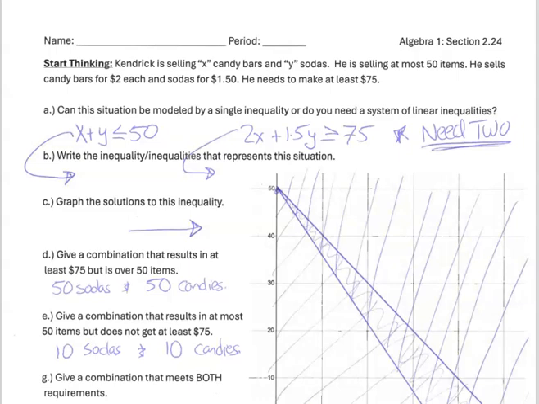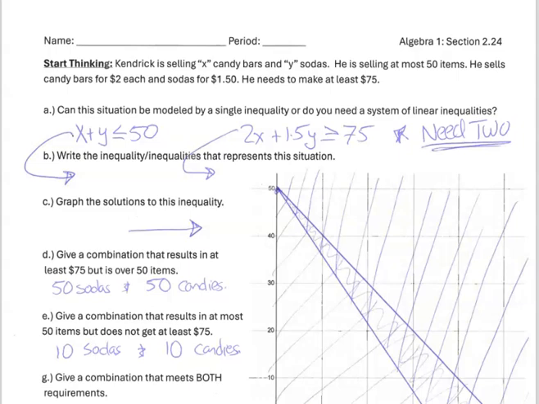So the first thing that students looked at was Part A, and A says, can a situation be modeled by a single inequality or do you need a system? I had one student who actually used that right inequality and just tried to throw another inequality on the left-hand side and said less than or equal to 50. The major issue here is that the 75 is talking about dollars and the 50 is talking about items. So you can't really make a single inequality that has all of that information in there. We do have these two different inequalities.